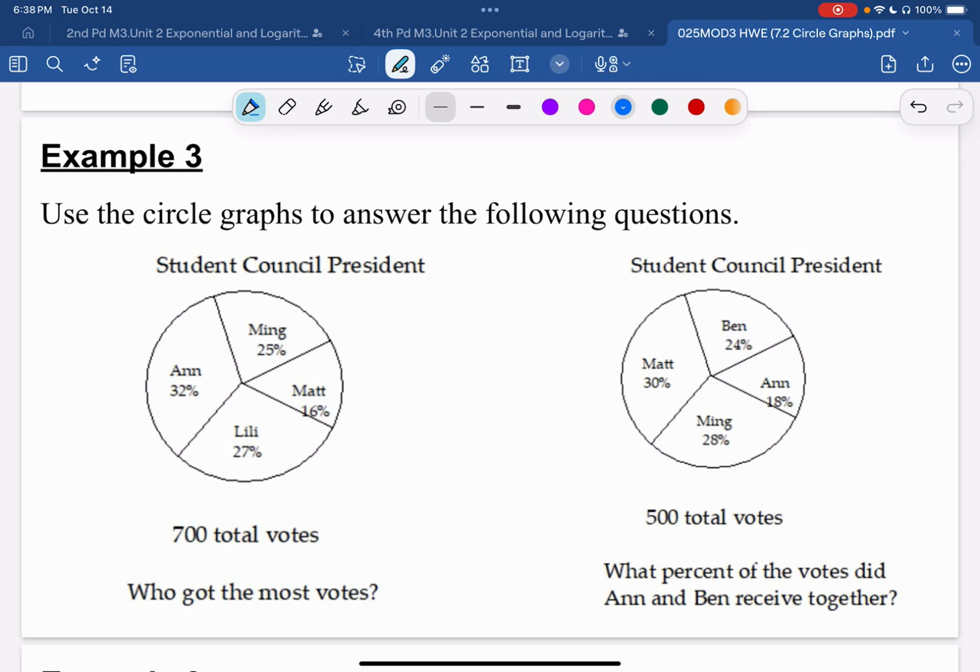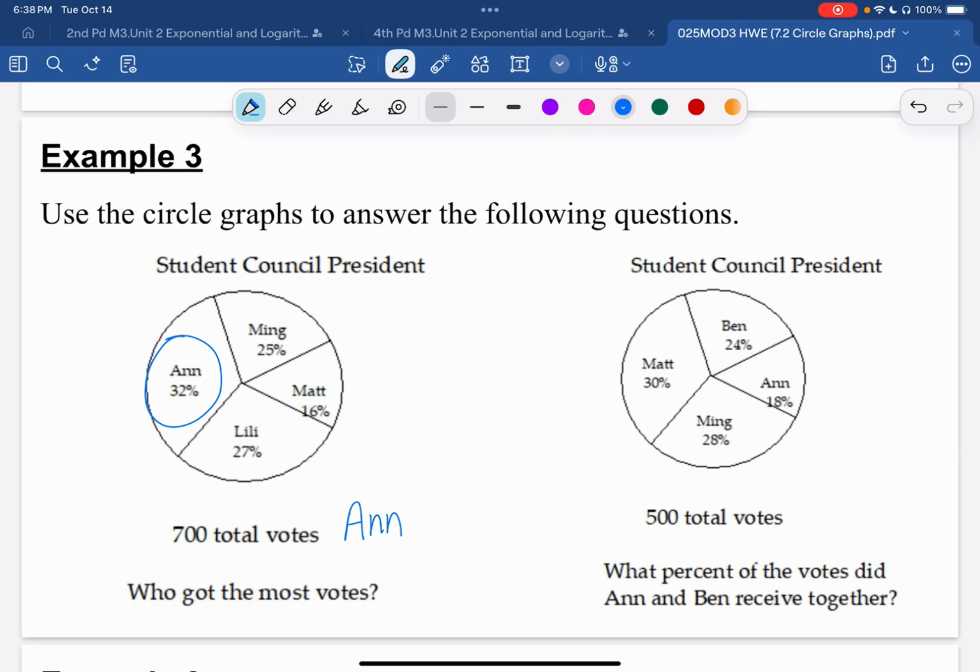This one just asks, who got the most votes? So we got different percentages here. So there were 700 votes. It doesn't ask me how many. It just says who got the most. So of those 700, Ann got 32%, Ming 25%, Matt 16, Lily 27. So based on our numbers, Ann got the most votes because Ann had the highest percentage.